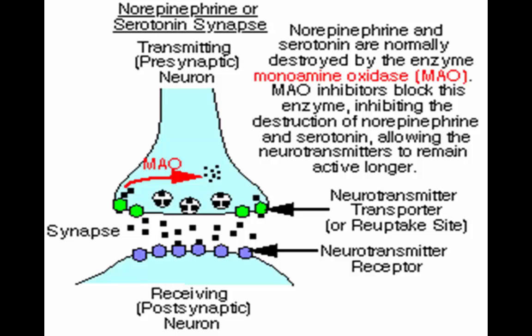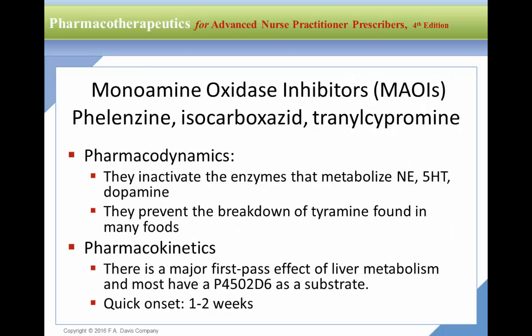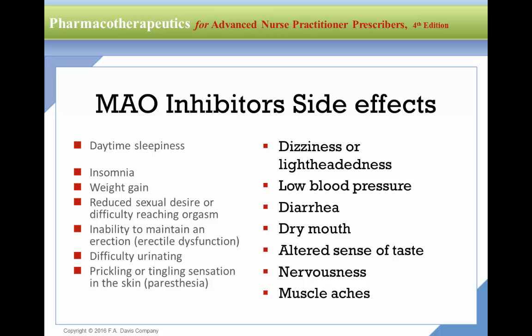Basically, they inhibit the destruction of norepinephrine and serotonin, allowing more neurotransmitters to remain active at the level of the synapses. So that's what reuptake means. Basically, they inactivate the enzyme that metabolizes norepinephrine, serotonin, and dopamine. As I told you, they prevent breakdown of thiamine found in aged foods, conserved foods that I already mentioned. They do have a very high first pass effect, having a lot of interactions.